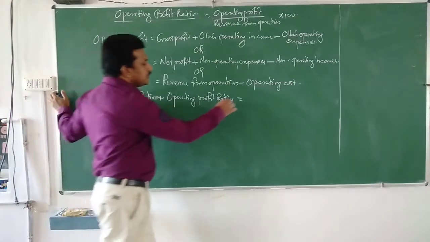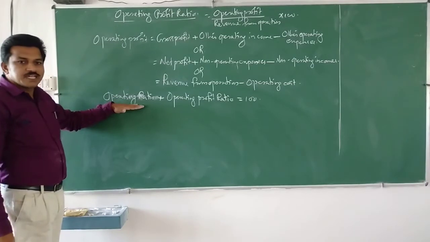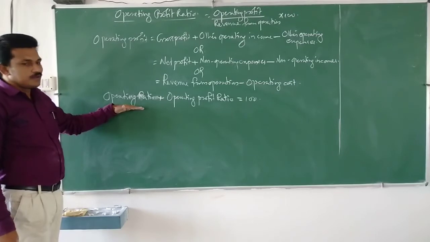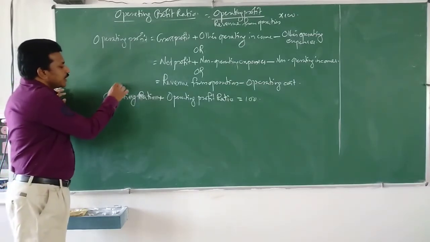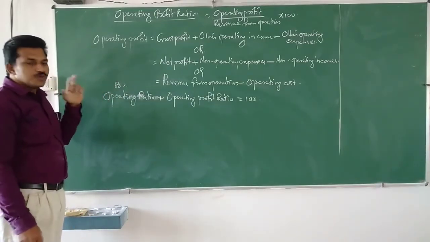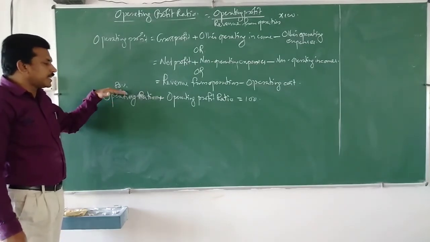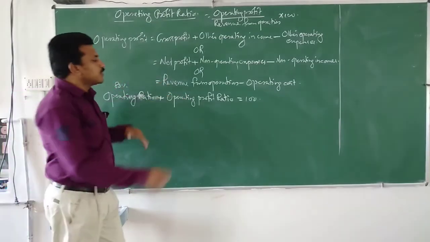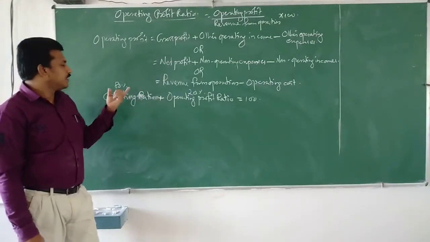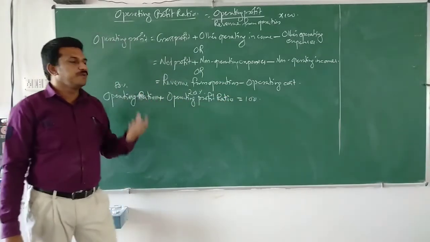Its result will be 100. Why? Operating ratio says what the total expense related to business activities is. Suppose it is 75% or 80%. Then what will be the operating profit ratio? Because this is the cost. If 80% is the cost, 20% will be the operating profit ratio, because total sales or revenue will be 100.